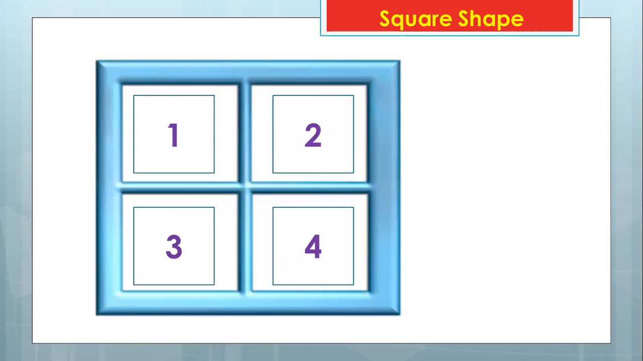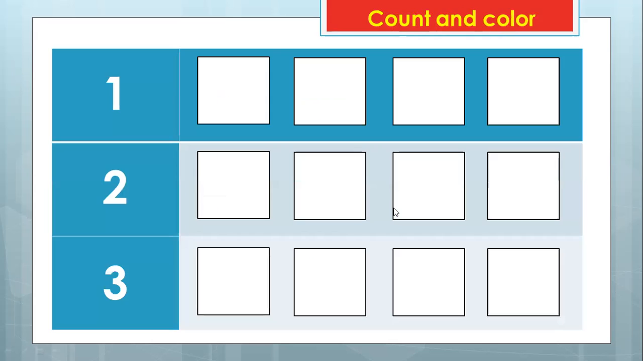Now, have a look at these windows. Can you count the number of squares with me? We have one square, two squares, three squares, and four squares. So these window frames has four squares and another big one over here, right? Good. Now let's do something.